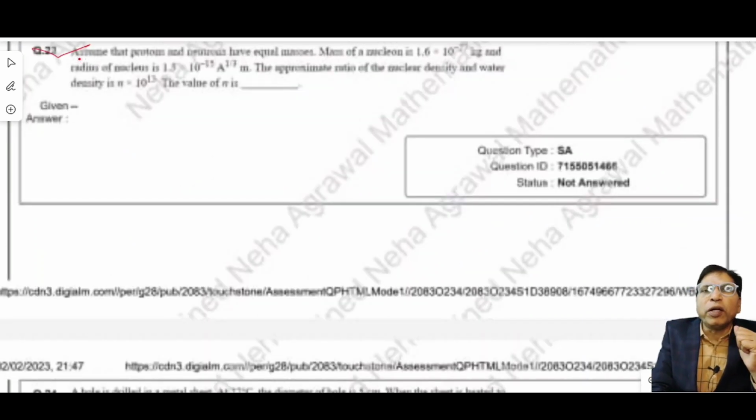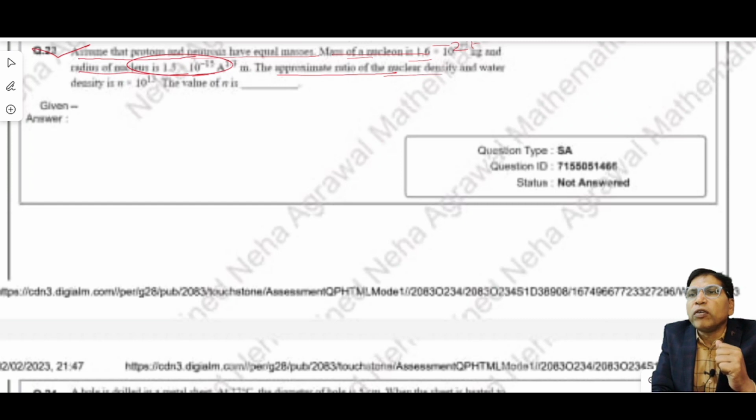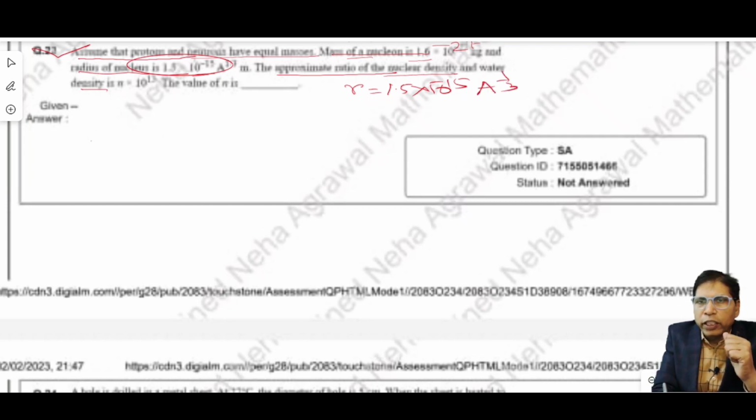Now question number 20. Assume the proton and neutron have equal masses. Mass of a nucleon is 1.6 into 10 to the power minus 27 kg, and radius of the nucleon is 1.5 into 10 to the power minus 15. The approximate ratio of the nuclear density and water density is, look at this. Here the radius R is equal to 1.5 into 10 to the power minus 15 m. So the density of the nucleus, rho, equals the mass over volume.